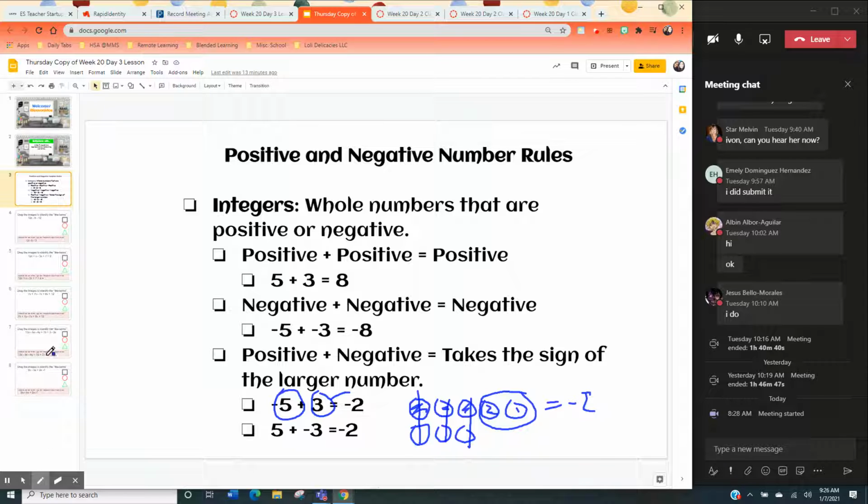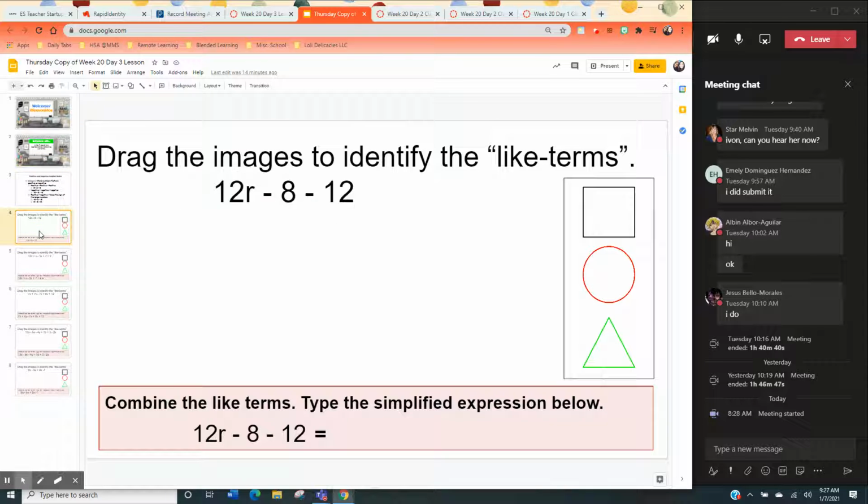Okay, so let's go ahead and move on to our first problem. Oops, wrong one. It says drag the images to identify the like terms. So notice how I changed things around a little bit. I'm going to show you what I mean by that. And you guys are also going to be doing this for your classwork today. So I would recommend that you write an example down in your notebook so that later you aren't confused as to what you need to do.